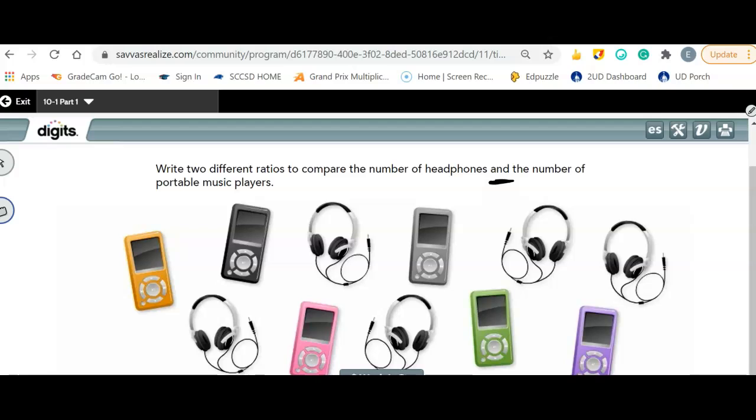When you use the word to, that is telling you what order you need to write it in. So on your paper, write two different ratios to compare the number of headphones to the number of portable music players. Go ahead and write that ratio. If you want to talk to your neighbor, go ahead. Write it two different ways. What did you come up with? What is the ratio? Liam?